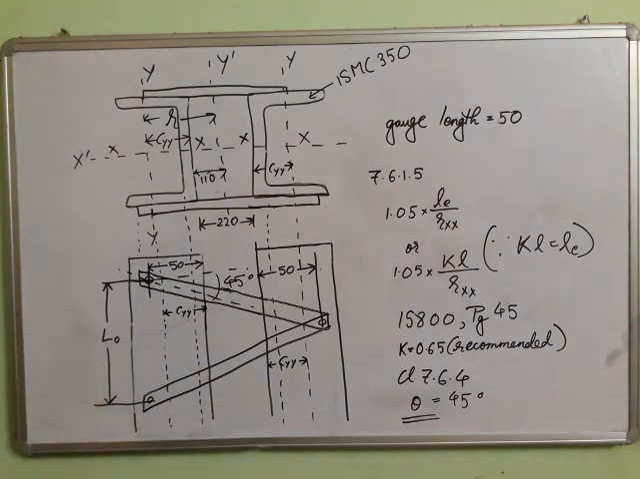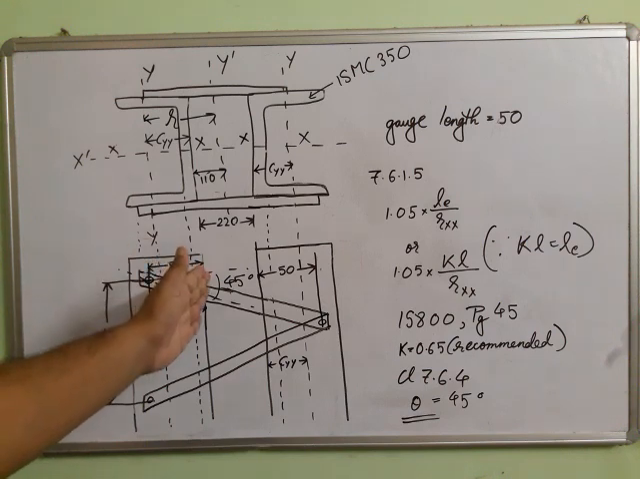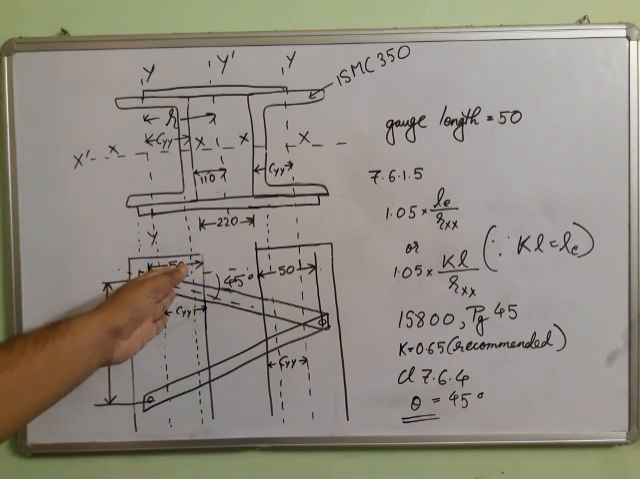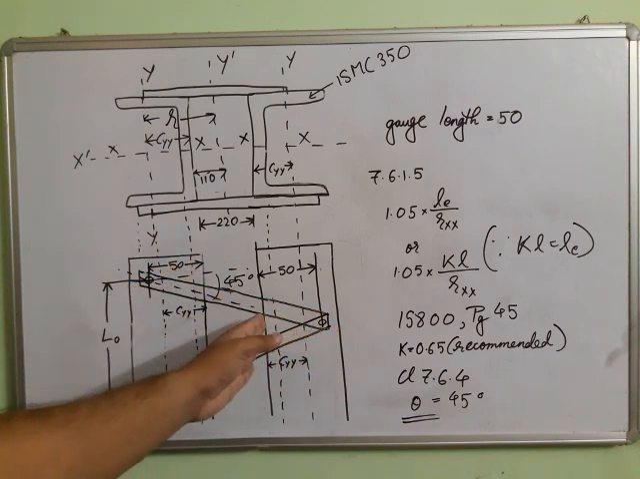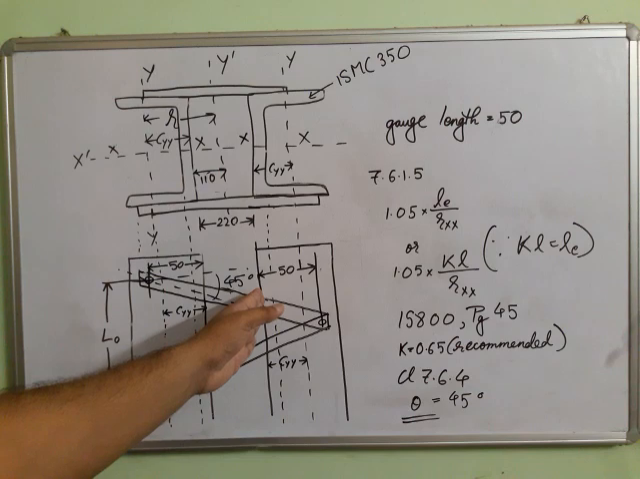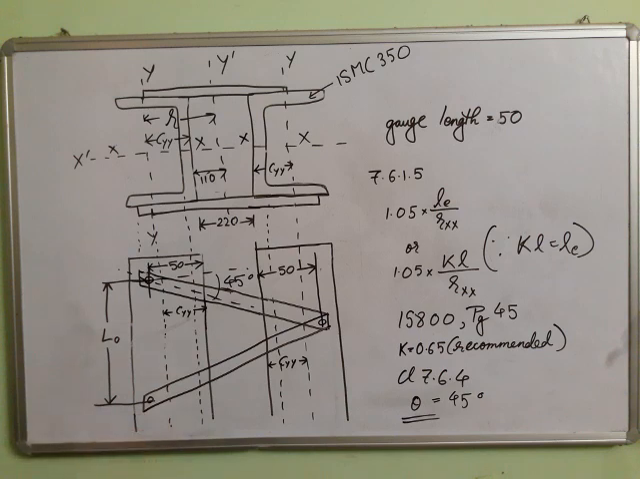Now when we are using this lacing, we have to fix it with a bolt. Wherever we fix the lacing, we have to fix it with a bolt. So the distance from the center of the bolt to this backside is generally taken as 50, and this is the gauge length. The distance of the center of the bolt from this back is the gauge length. Here also, this will be the gauge length.